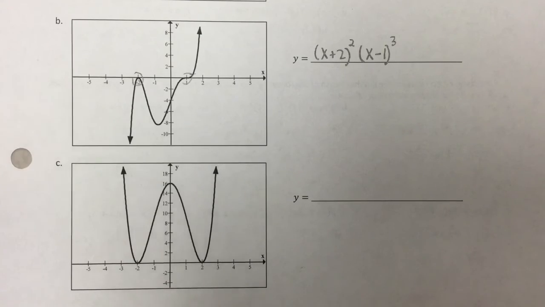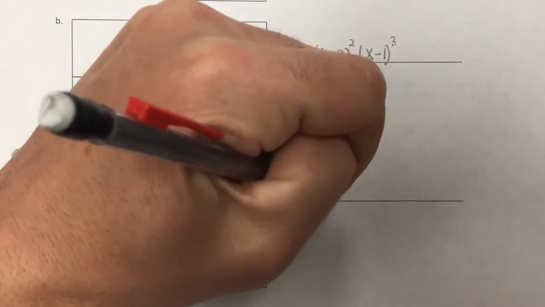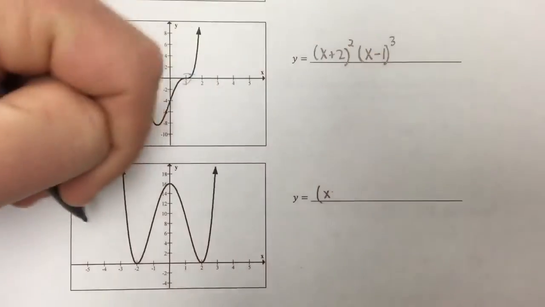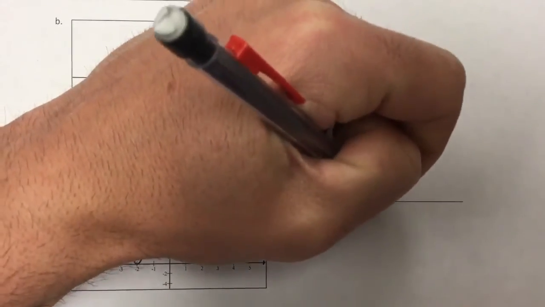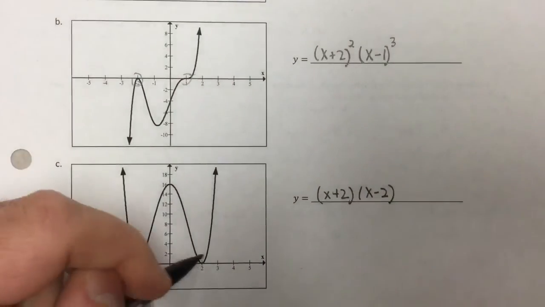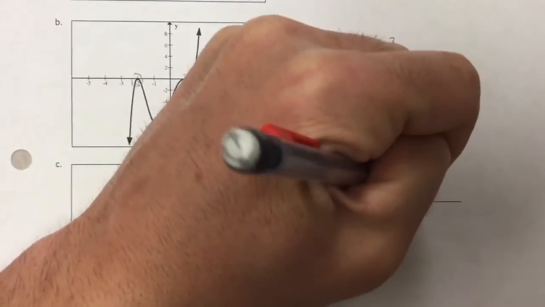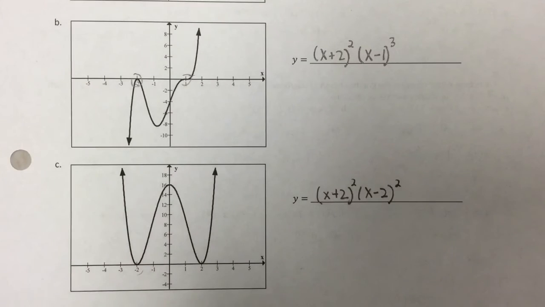For letter C, we're going to have roots at -2 and 2, so our factors would be x plus 2 and x minus 2, and they are bouncing at both of them, which means both would need to be squared.